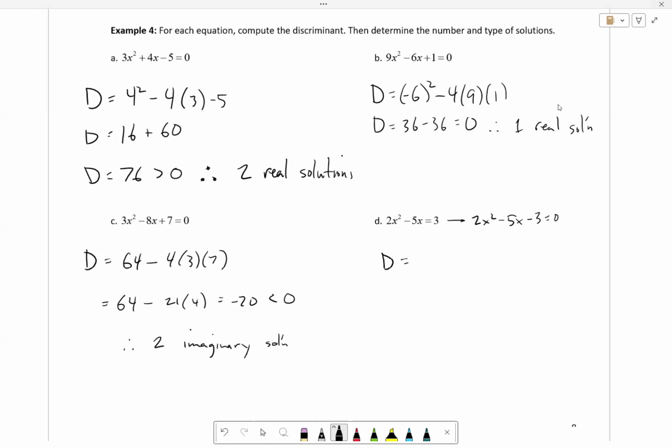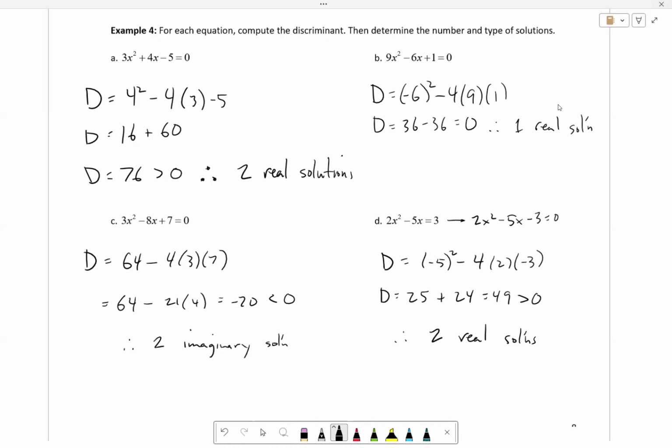I think it works out to be the same thing, but I'm going to bring that negative along for the ride. -5 squared. Thank you for bringing along that -3. Okay. 25. And then it's 49. At 49, we have to say that is greater than 0. Therefore, 2 real solutions. Thank you, Mia Rose.